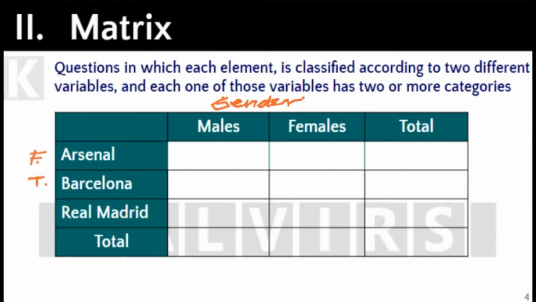In this method, you should be careful that the sum of the total of each row should be equal to the sum of the total of each column. This is the key to solve most of the problems.